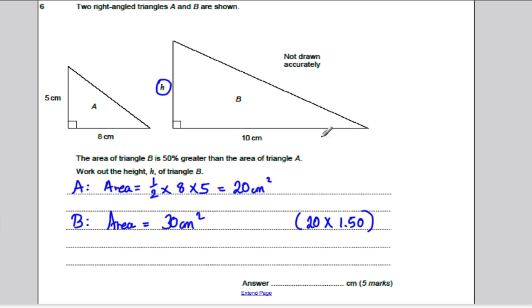Well, what is the formula for the area of a triangle? It's half the base times the height. So I can use that to find h. So half the base, half times 10 times h, must give me this 30 that I found. Well, a half times 10 is 5. And 5 times h, a mathematician writes as 5h. So I know 5h is equal to 30. So solving for h, I divide both sides by 5, and I get h must equal 6 centimetres.